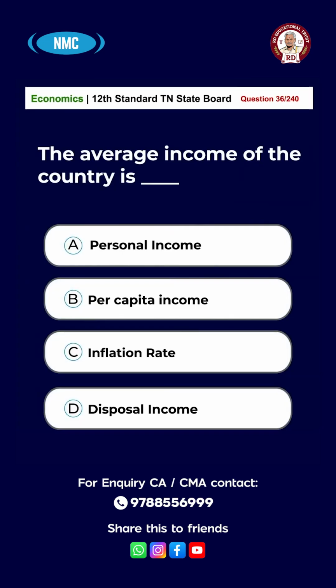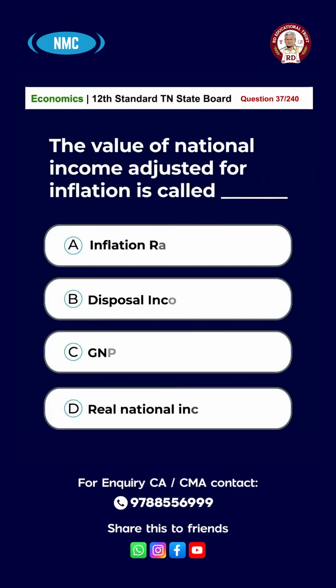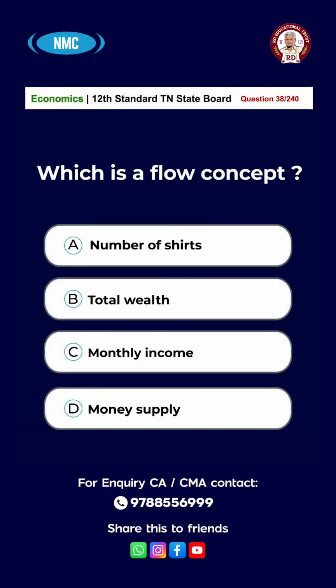Question number 36. The average income of a country is A. Personal income, B. Per capita income, C. Inflation rate, D. Disposable income. Answer is B. Per capita income. Question number 37. The value of national income adjusted for inflation is called A. Inflation rate, B. Disposable income, C. GNP, D. Real national income. The answer is option D. Real national income.